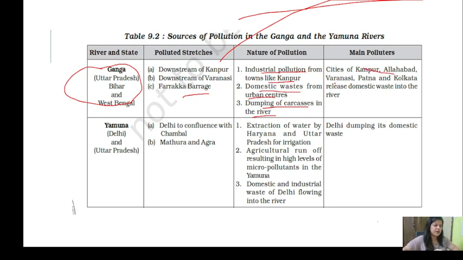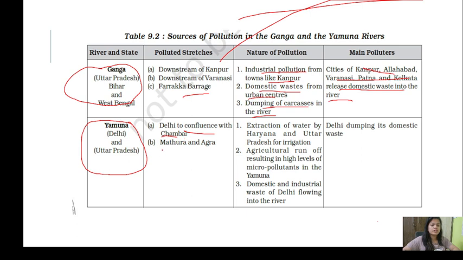Cities of Kanpur, Allahabad, Varanasi, Patna, Kolkata releasing domestic waste. Okay. And when we talk about Yamuna, the Delhi and UP spread, I think you guys have also covered that in the India NCERTs which we have covered. So if you have not covered it, just go and cover it. Okay, there we have talked about rivers as well. And if not, then comment in the comments section.